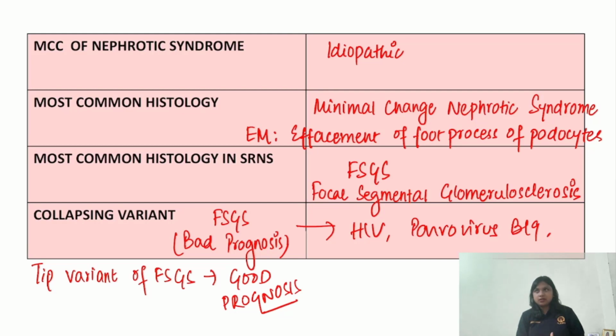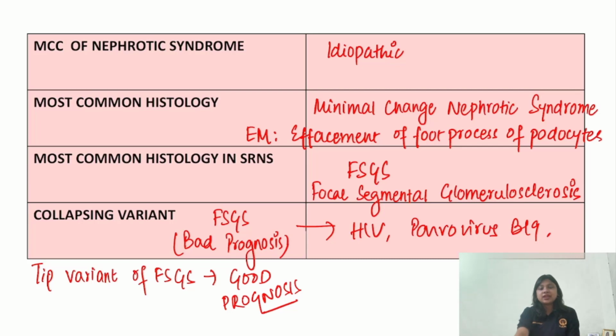So focal segmental, that is only focal. Suppose we have got 50 nephrons, among them 25 nephrons will be affected, so it's focal. And also in these 25 nephrons, only a segment will be affected, so it's focal segmental. And again the glomerulus is affected, so focal segmental glomerulosclerosis is the pathology. So focal segmental glomerulosclerosis is what we are going to get.